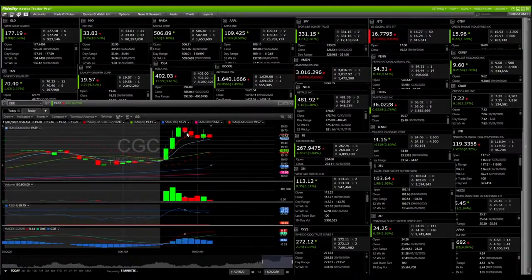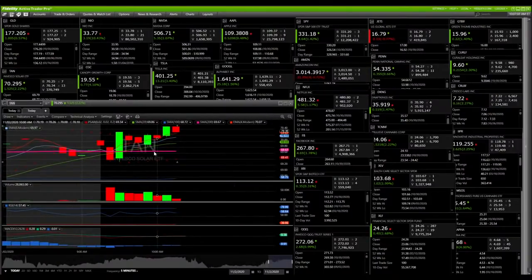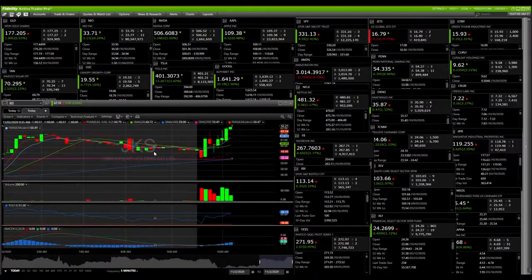CGC short-term support is 19.52. If the bulls are going to keep complete control, they need to hold on to that level. TAN solar sector bulls keeping their momentum with a new high of the day. JKS doing the same. Healthy consolidation for the solar sector on the weekly time frame heading into the election.